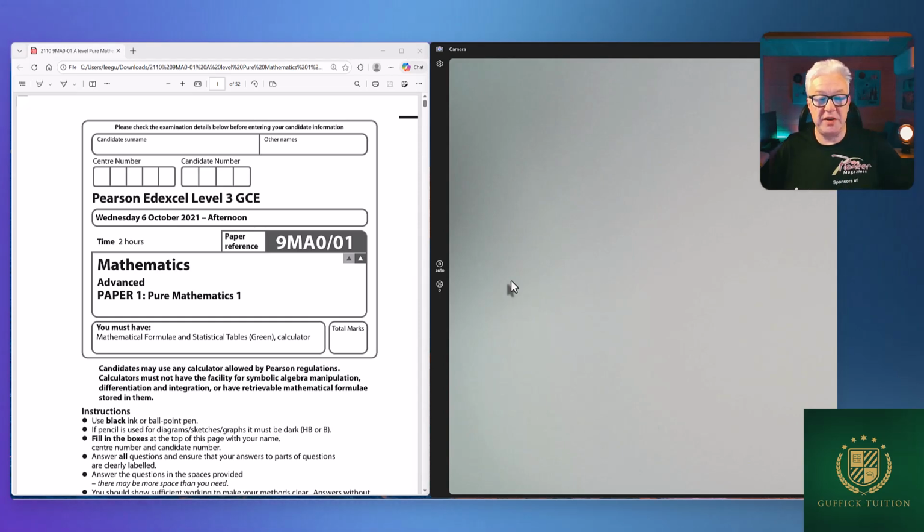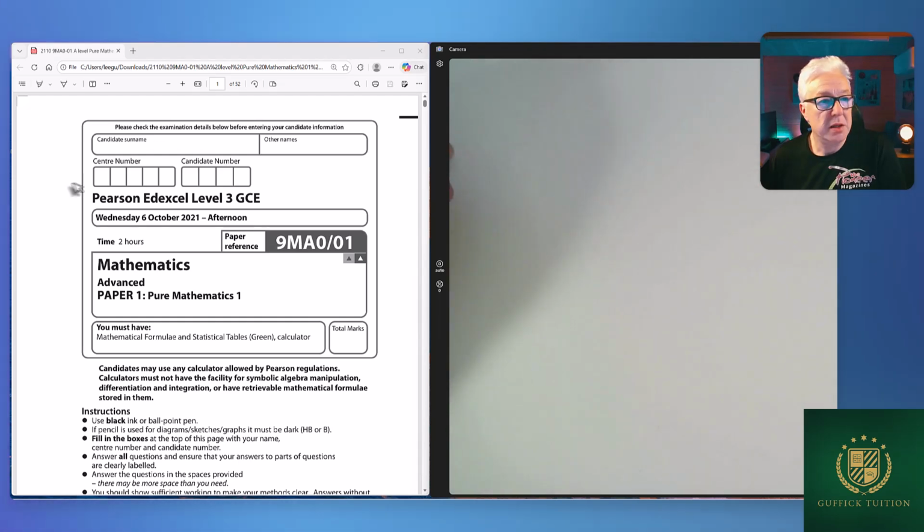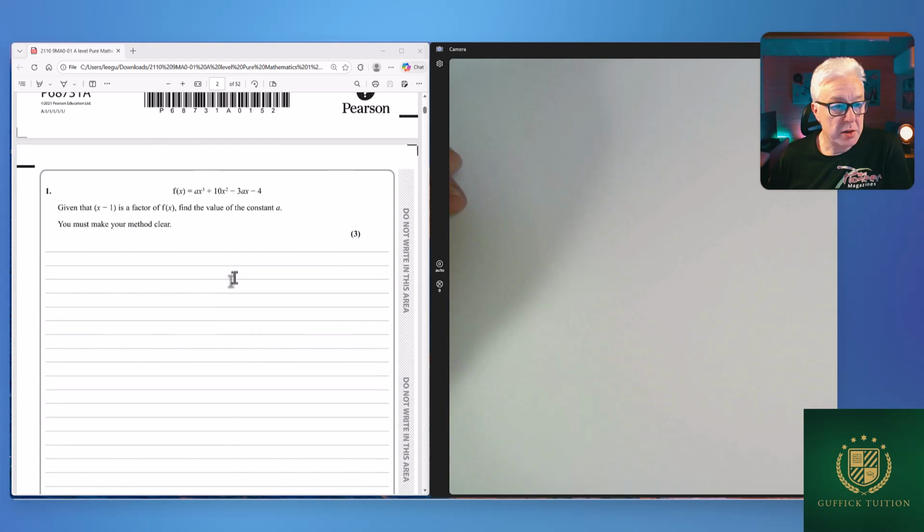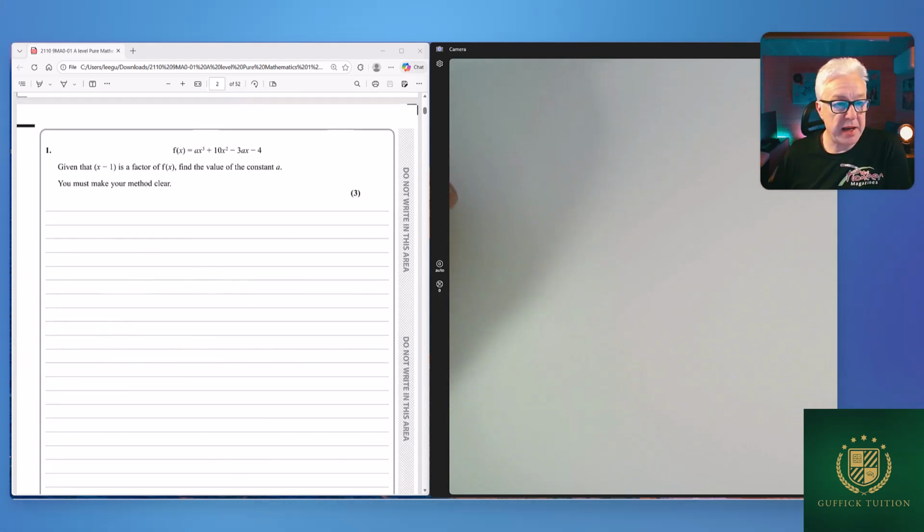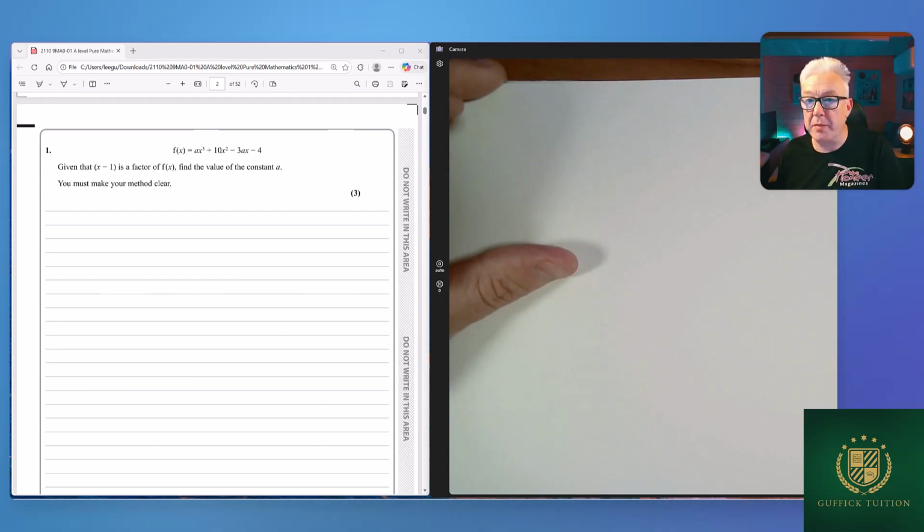Hello everyone, in this video we're going to be going through the first few questions of paper 1 from Pure for Edexcel from 2021. So without any further ado, let's have a look at question 1. Question 1 says, given that x minus 1 is a factor of f of x, find the value of the constant a. You must make your method clear, 3 marks.